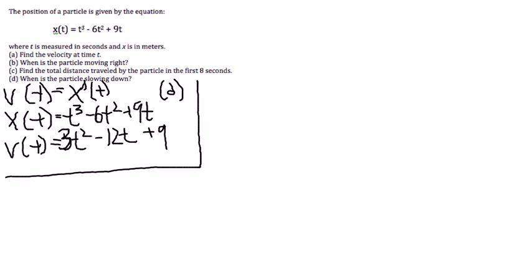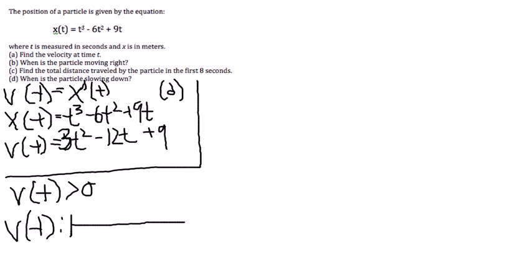Part B asks, when is the particle moving right? Well, we know that the particle is moving right when velocity is greater than 0. So to find this, we can plug our equation from part A of velocity at time t into our calculator and then look at the table of values so that we can make a little number line here. And we're not really interested in looking at negative time, so we'll start with t equals 0.